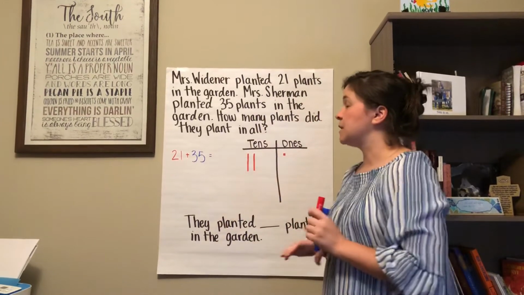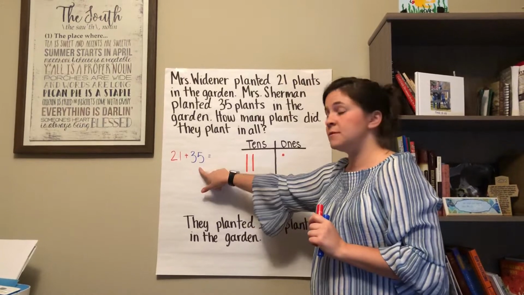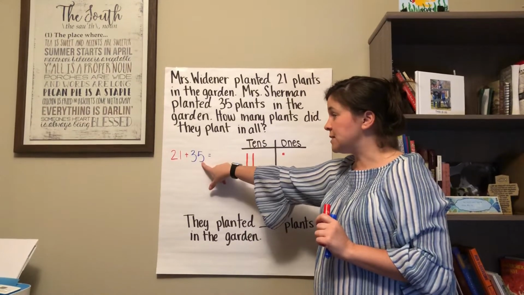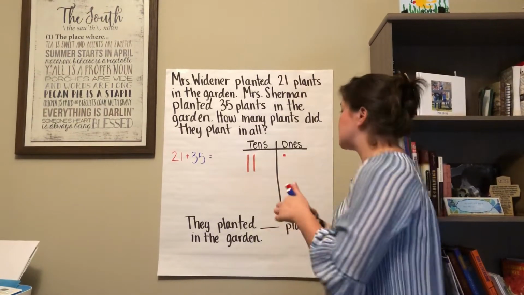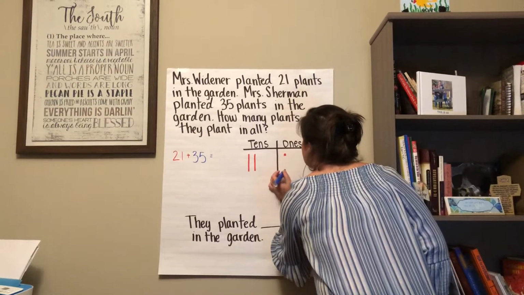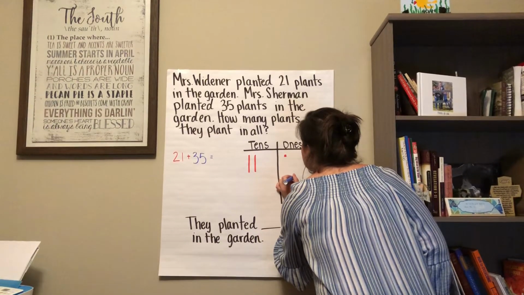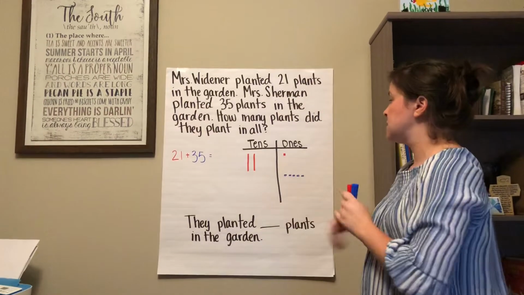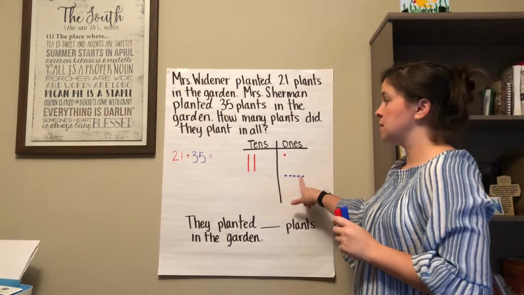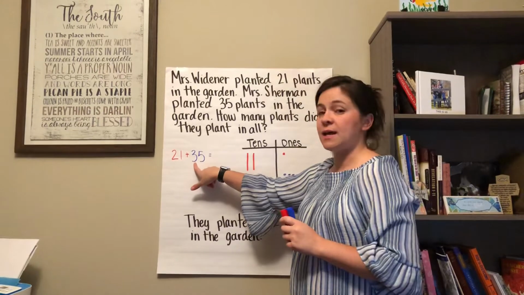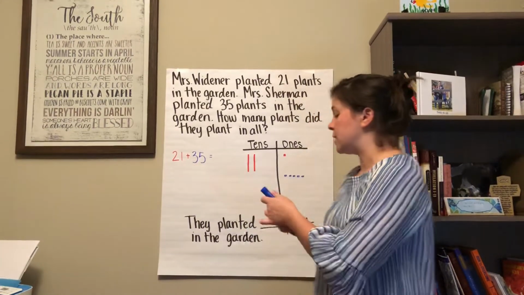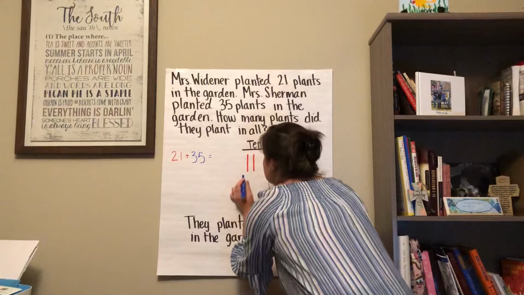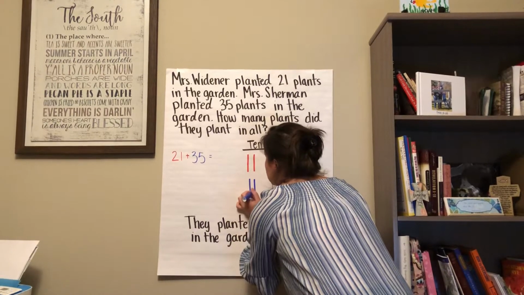Okay, now I'm going to look at my second number, 35. So if you look back in your ones place, you'll see 5. So I'm going to make 5 to represent my 5 ones. And then I see a 3 in the tens place, so I need to draw 3 rods. 1, 2, 3.